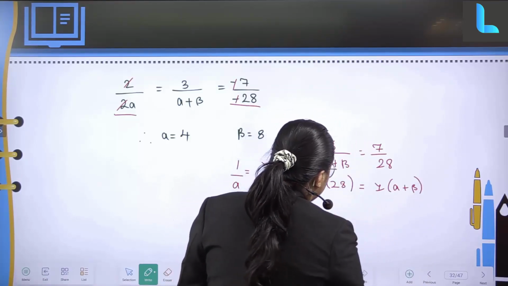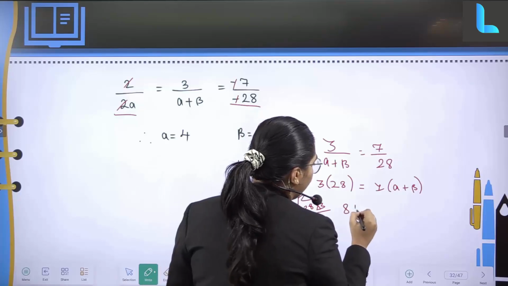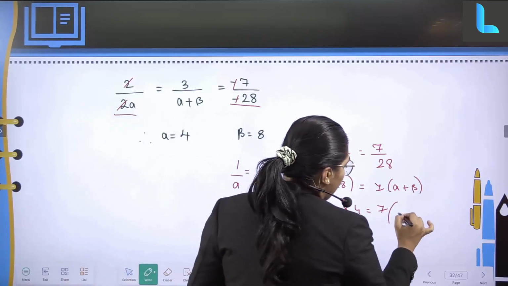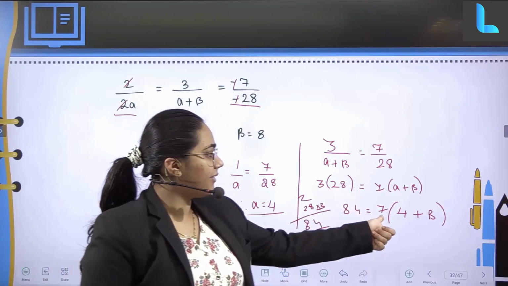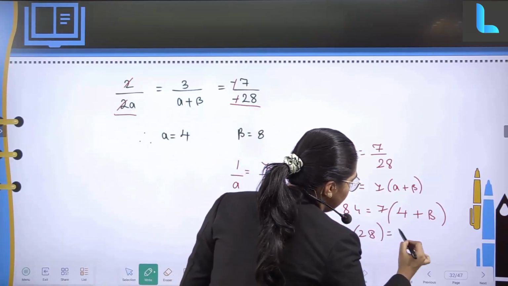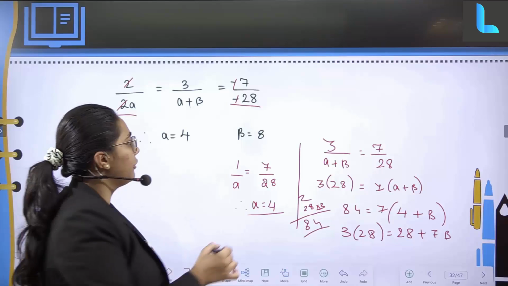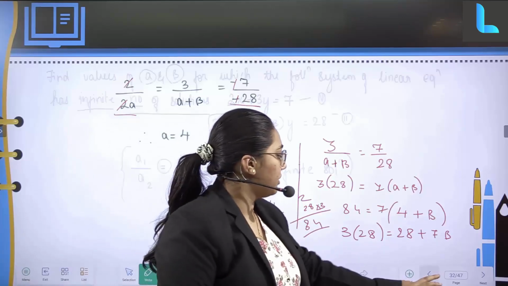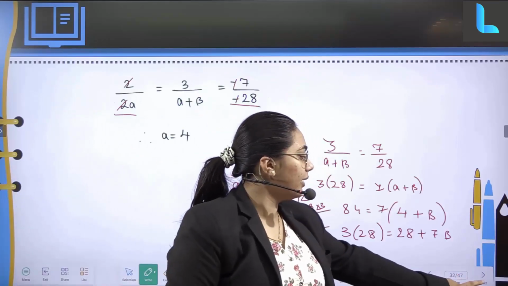3 into 28 is 84. So 84 is equal to 7 into (a plus b), where the value of a is 4. So 4 plus b. Or else, if we do not multiply this, 7 into 4 also gives 28, so we can keep it as 28 plus 7b and easily solve for this. When you solve, the final answer we get is b equal to 8. The question asked for the values of a and b, so hence we found the values for a and b.